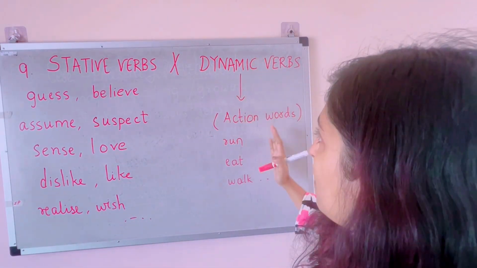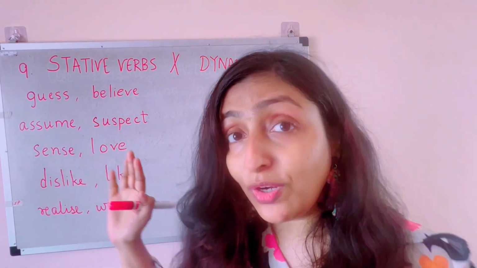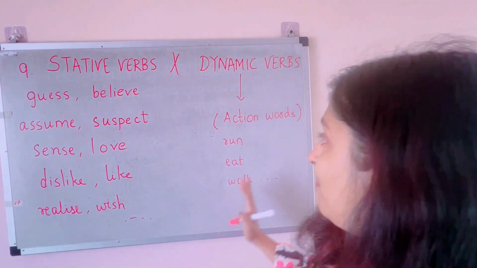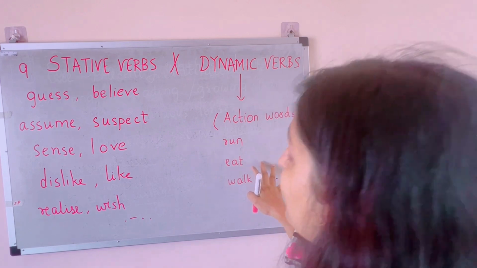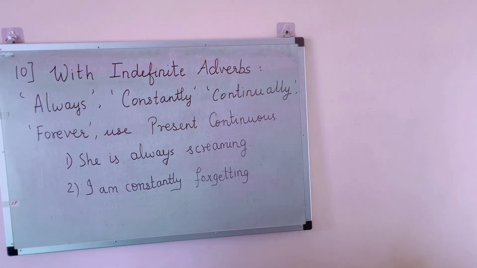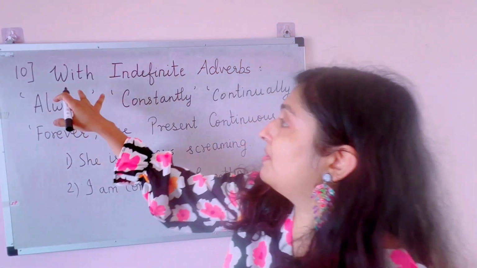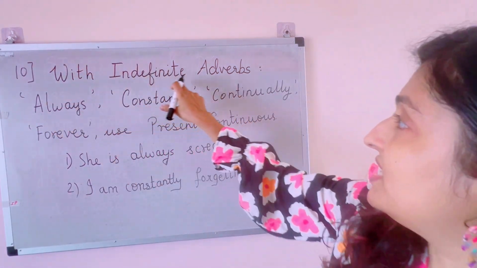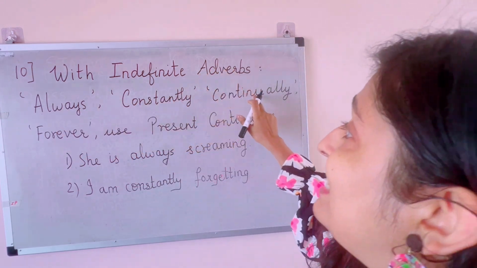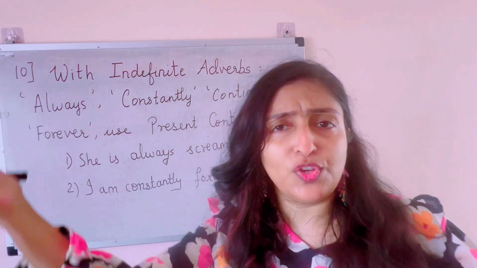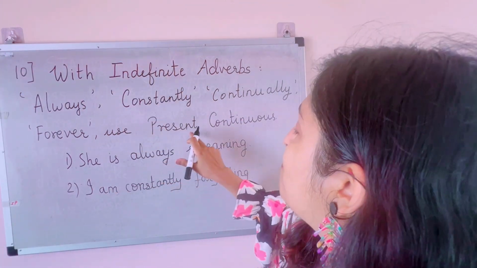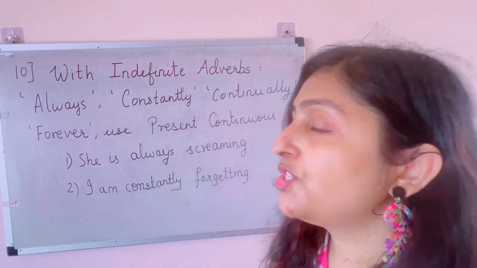Let's see, dynamic verbs are action words, and only with dynamic verbs we use the ing form, and that is he is running, eating, walking, etc. So this is rule number 10, and it says with indefinite adverbs like always, constantly, continually, forever, continuously, the list goes on and on, we have to use present continuous tense.